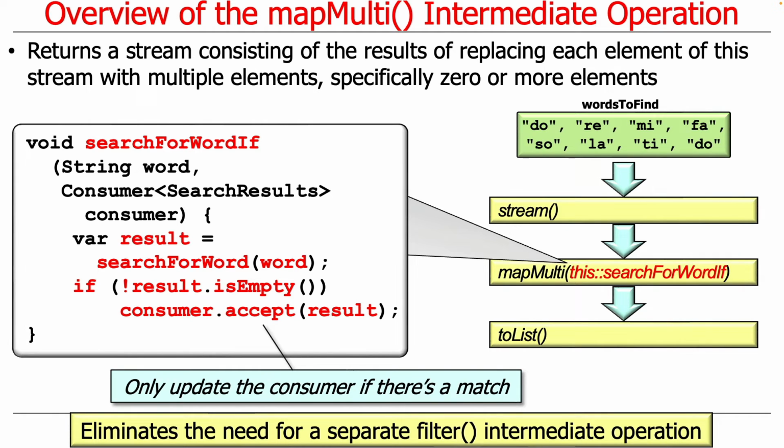This is called search for word if. What it'll do is it'll go and search for the word, and if what comes back is not empty, it will then accept that result, and that will be what is returned into the stream. If, in contrast, the result is empty, then the accept call will be skipped, and so there will be nothing emitted in the stream. So you can kind of see how it's combining map and filter into the same method, the same behavior. So that eliminates the need for a separate filter intermediate operation, which can help make things a little faster, although there's better reasons for why you might consider using mapMulti.